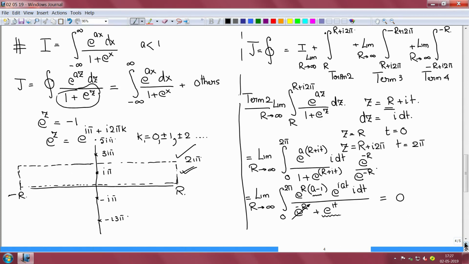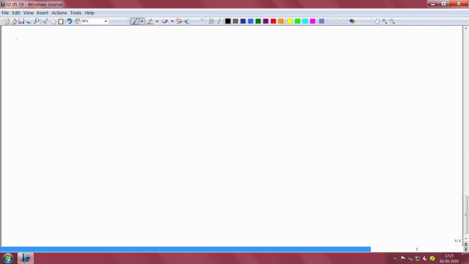That was term 2. Next is term 3. What happens to term 3? Term 3 is equal to the integral from r plus I twice pi to minus r plus I twice pi of e to the power az by 1 plus e to the power z dz.